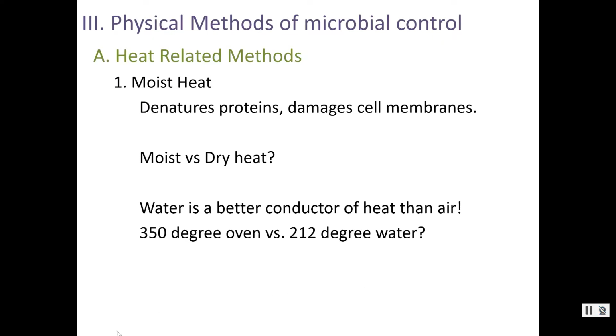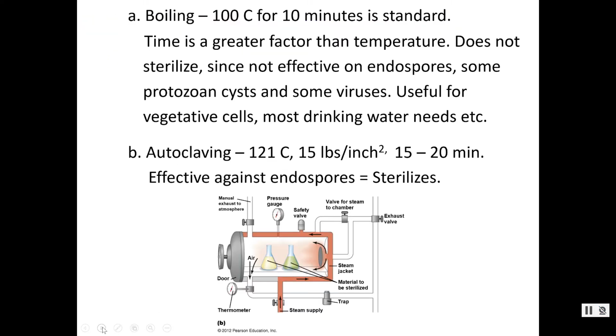All right, so we know that water conducts very well. Boiling water is a very good way to control microbial growth. Now, if we go back to the continuum, boiling water will not sterilize, but it will get rid of all the protozoans, a good many viruses, a good many bacteria, and some cysts, but not always. It will not get rid of endospores, so therefore, it does not sterilize.